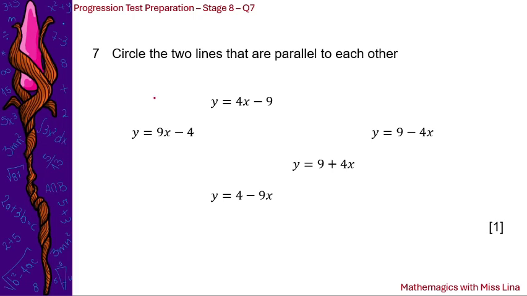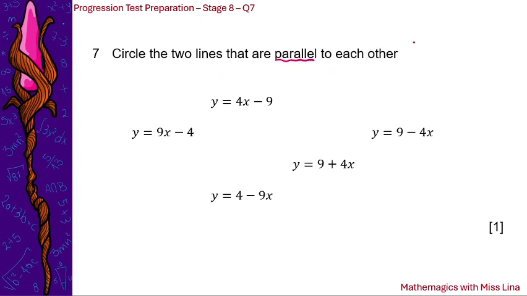Today we're going to check the progression test style question number 7 of stage 8. This one is about line equations. If you don't remember how to get a line equation or what that means, you can go and check the video that I leave you in the description. Okay guys, let's start. It says circle the two lines that are parallel to each other.